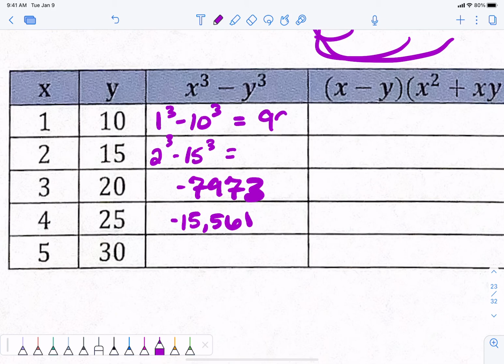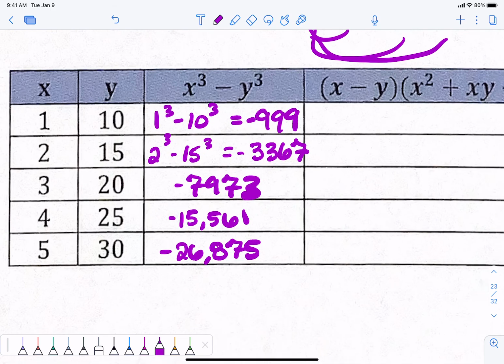Negative 9.99 right here. Okay. You're welcome. To my 2s. It's negative 3,367. Okay, who's my 5s? Negative 26,875. They equal the same thing. I finished both of them.